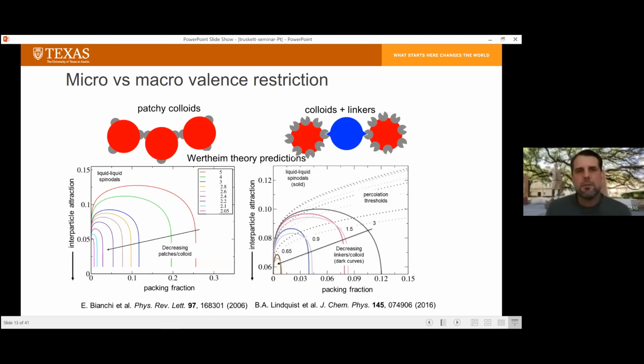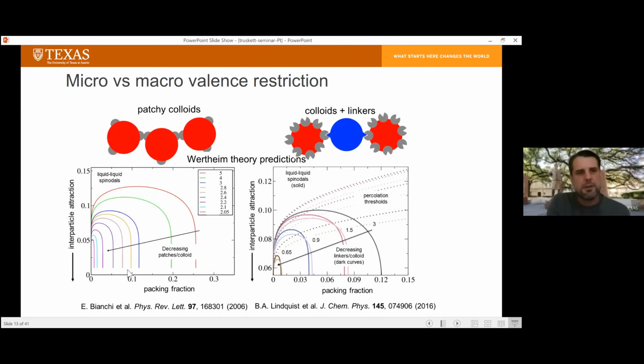So one thing you can do immediately with this theory is make a comparison between a system of patchy colloids, which has microscopic control of valence, and then a linker system, which offers what I would say more macroscopic or statistical valence restrictions. So here's the patchy colloid picture that was published back in 2006 in PRL, which shows the behavior that I mentioned a few minutes ago.